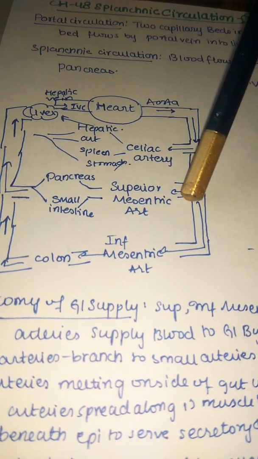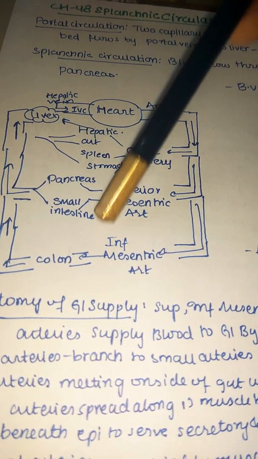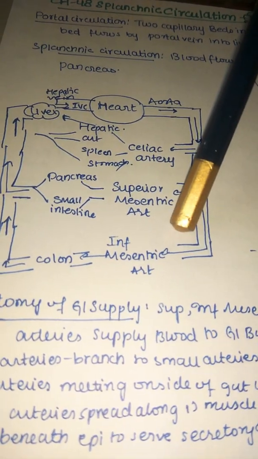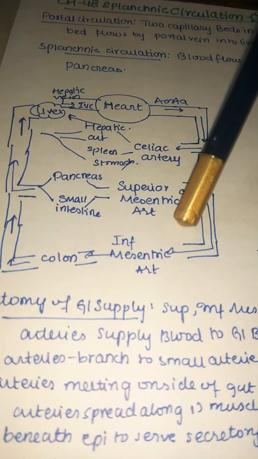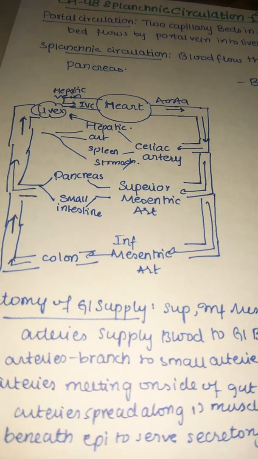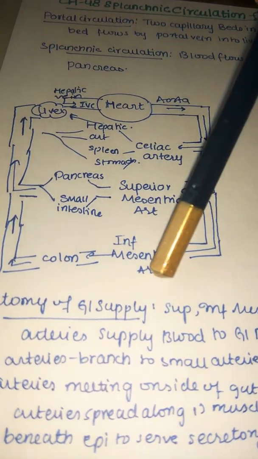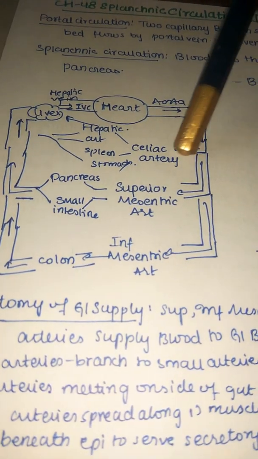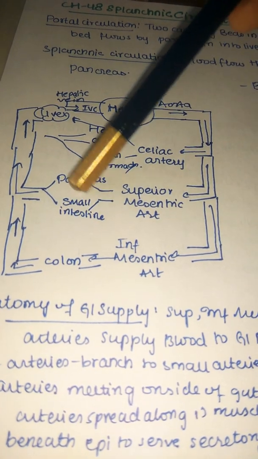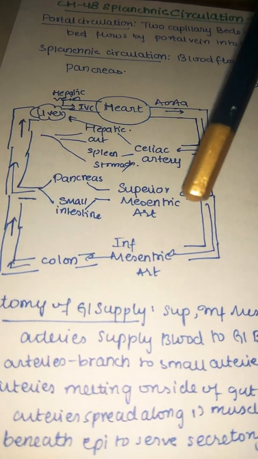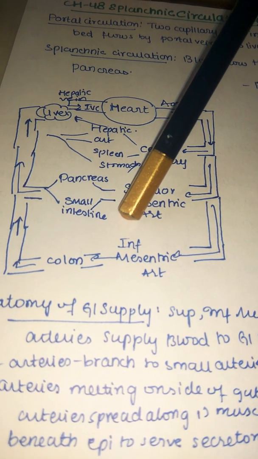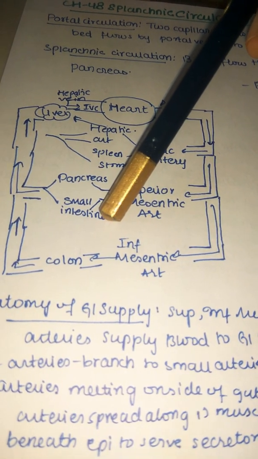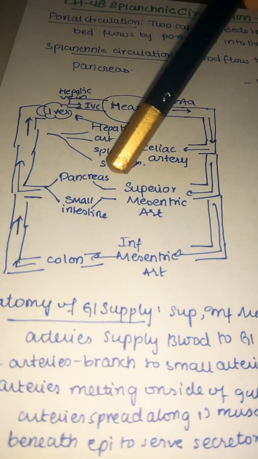The superior mesenteric artery supplies mainly the pancreas and small intestine, whereas the inferior mesenteric artery mainly supplies the colon. Some part of the superior mesenteric artery may also supply the colon, but mainly the inferior mesenteric artery supplies the colon. After this, it undergoes capillary exchange. These are arteries, right? Next they enter the arterioles, then the precapillary sphincter, and after that they enter the respective capillaries of each of these tissues.